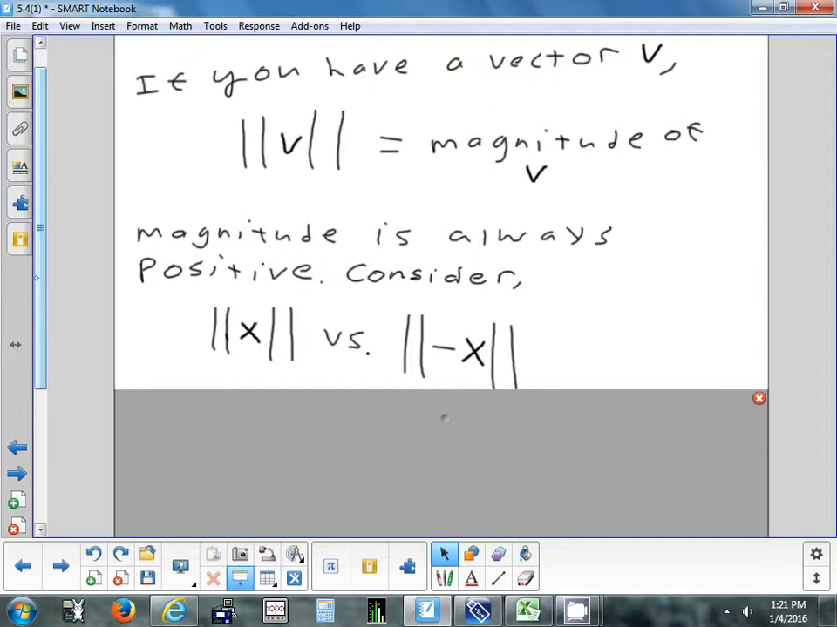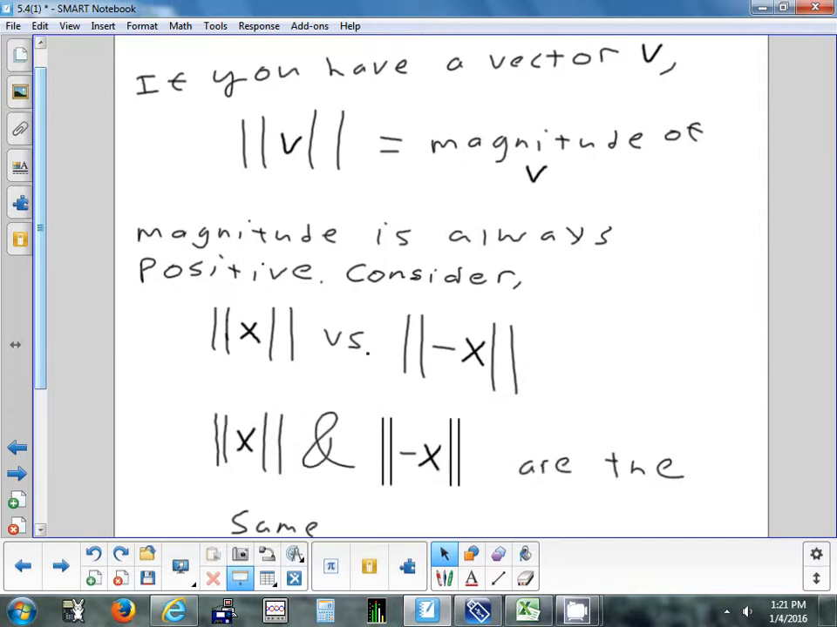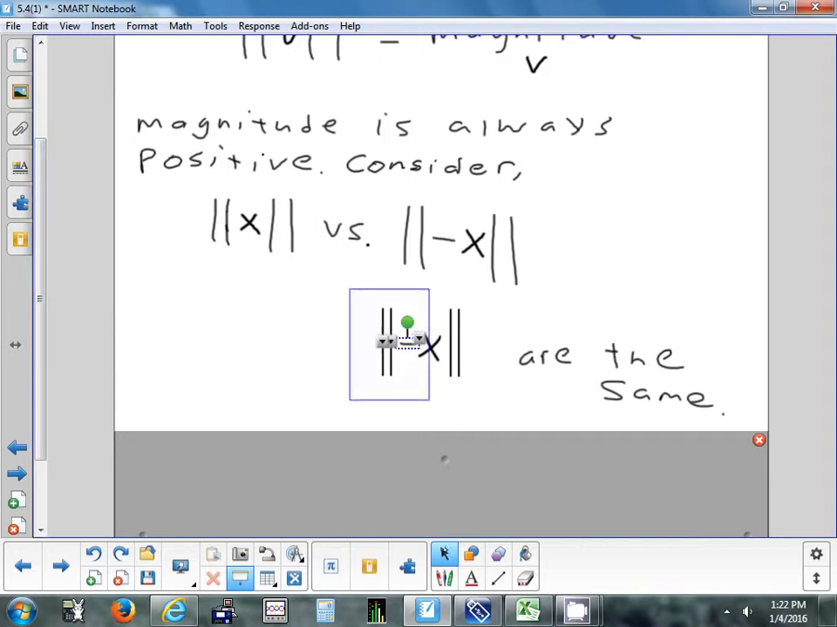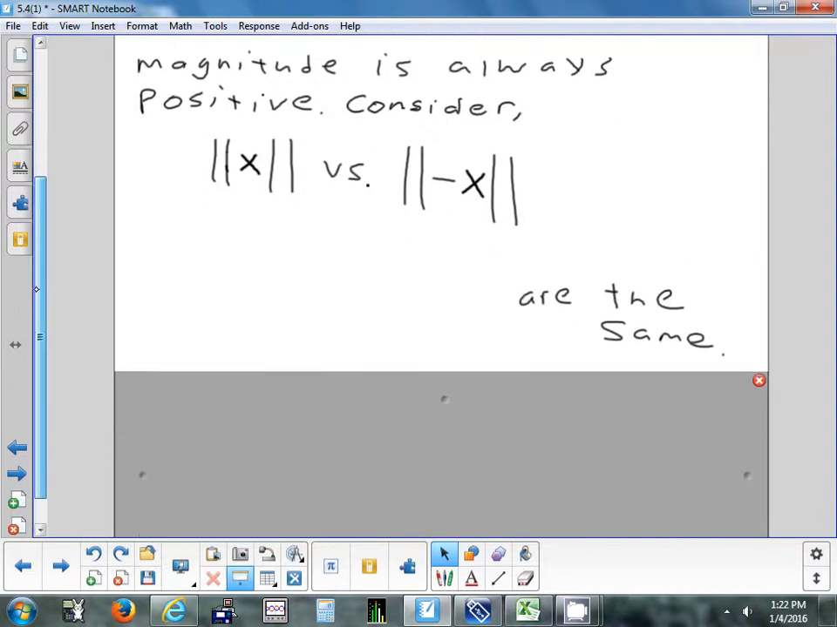What would be the difference between the magnitude of x and the magnitude of negative x? George? They are the same. Again, direction has no effect on the magnitude. So those two things are the same.